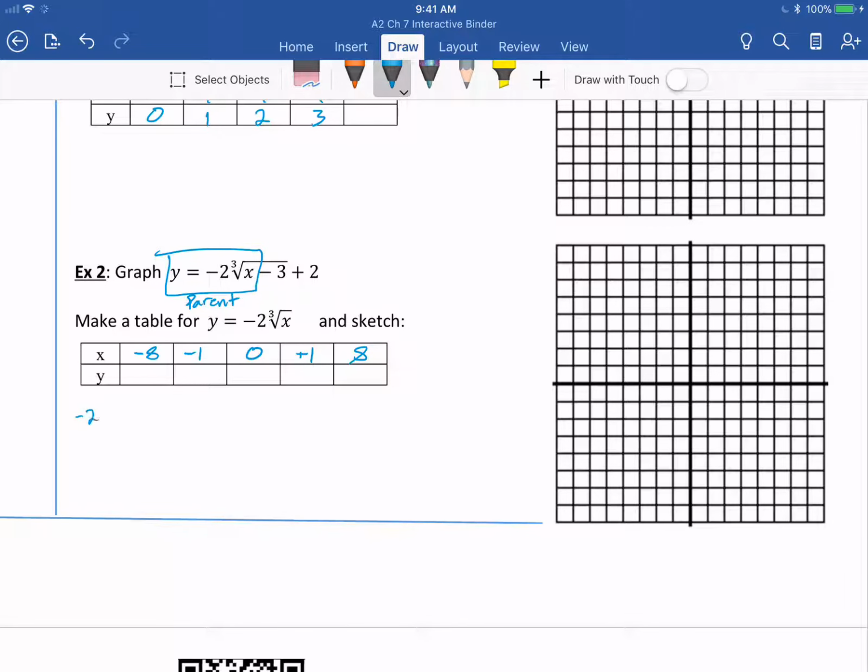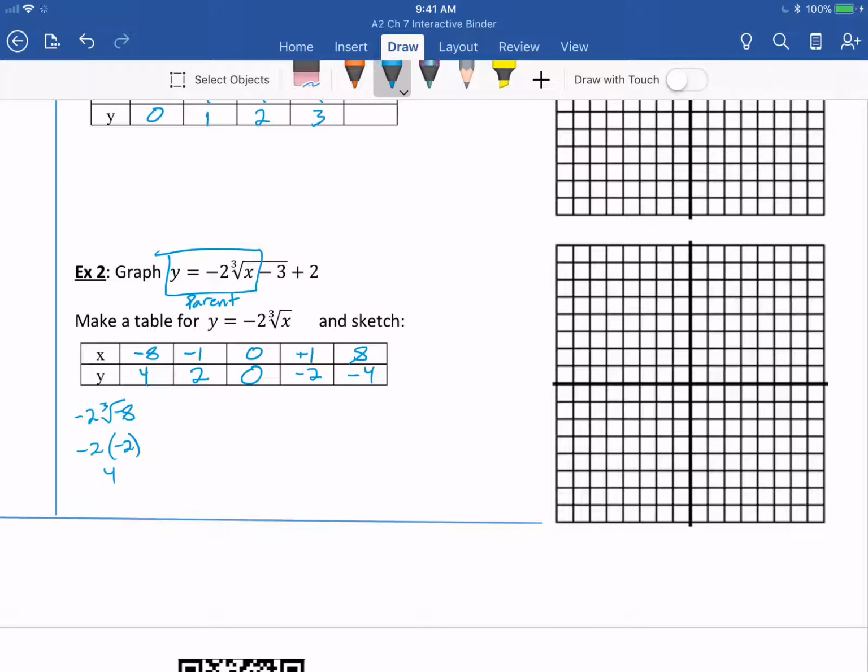All right. Here, if I plug these guys in, I have to plug them into that parent function. So here I have -2 cube root of -8. I know that the cube root of -8 is -2, so this guy is going to be +4. So I have -8, 4. If you plug in -1, the cube root of -1 is -1 times -2 is +2. 0, doesn't matter there, you're still going to get 0 times -2, which is 0. If you plug in 1, the cube root of 1 is 1. Multiply it by -2, you should get -2. The cube root of 8 is 2 times that -2 is -4.